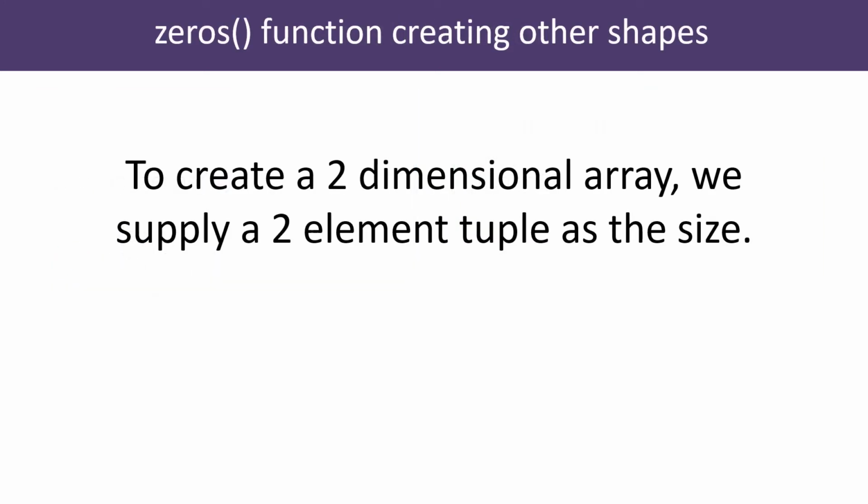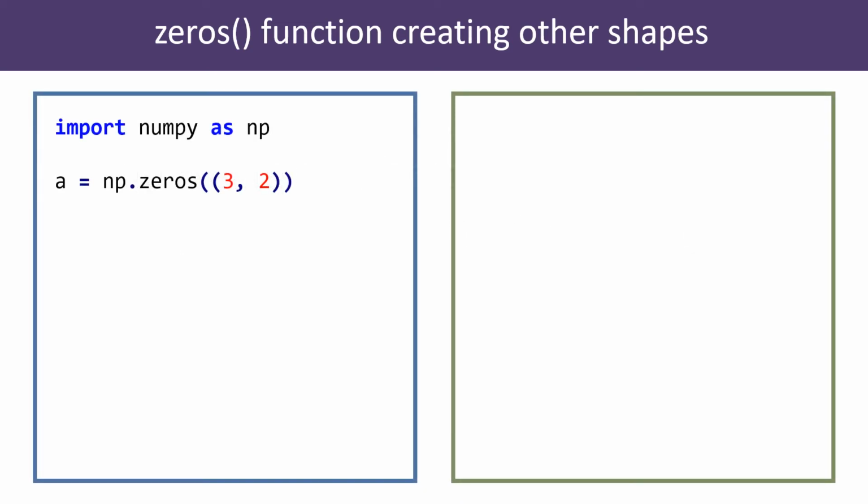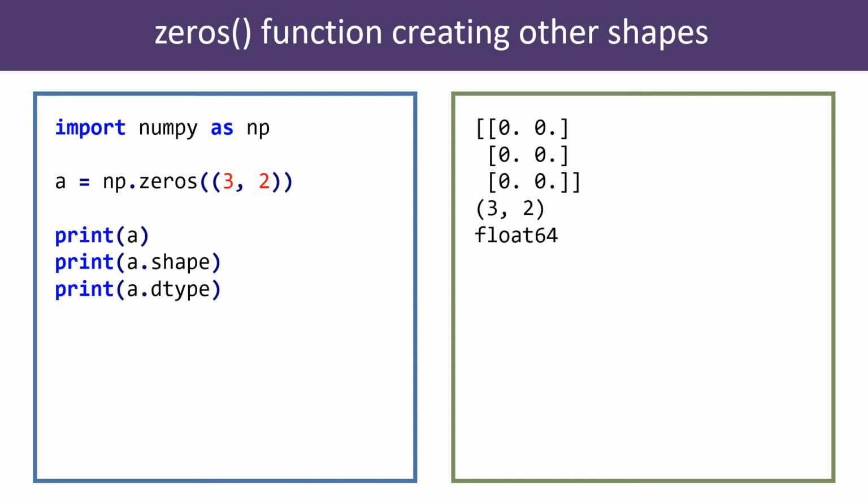Now we will try changing the shape of the array. We will create a two-dimensional array by setting the shape parameter. To create a two-dimensional array, we need to use a two-element tuple as a shape value. Here we supply tuple 3, 2, which should create an array that has 3 rows of 2 columns. This gives the expected result, a 3 by 2 array of zeros of type float64. Of course, we can create an array of any size using any number of dimensions.